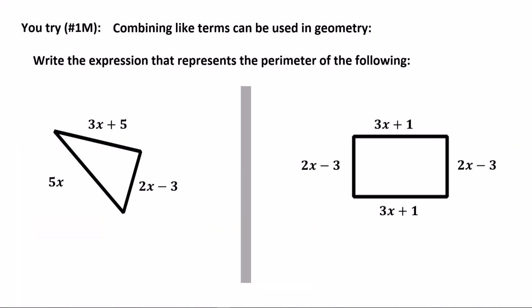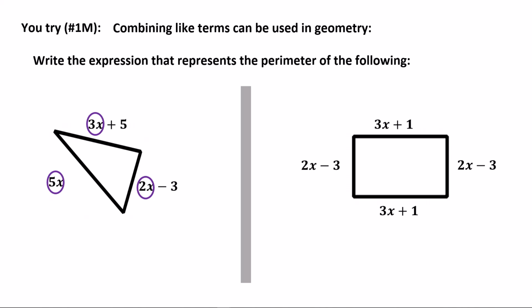Combining like terms can be used in geometry, as you can see here. Write the expression that represents the perimeter of the following. This is a practical application to combining like terms. So we have three sides, 3x plus 5, 5x, and 2x minus 3. We don't know exactly what x is, but we can simplify the expression.